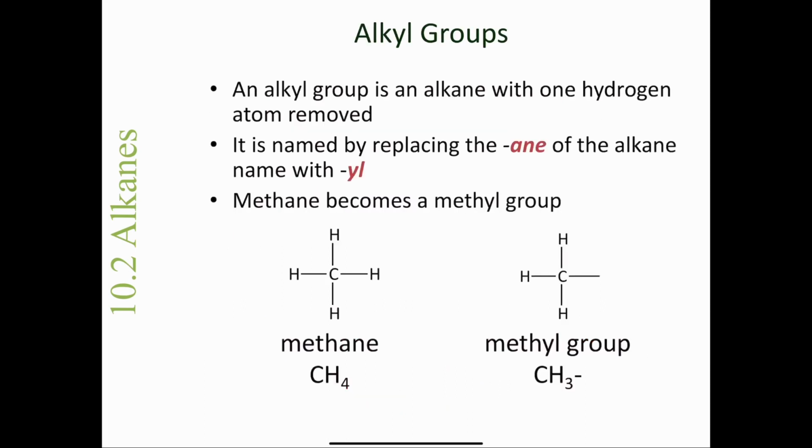Alkyl groups. An alkyl group is an alkane with one hydrogen atom removed. And when you remove that hydrogen atom, you name it by replacing the -ane suffix with -yl on the end. So if you remember methane, ethane, propane, butane, so on and so forth, if we remove one hydrogen atom from any one of those, we would get methyl, ethyl, propyl, butyl, pentyl, so on and so forth. So the methane molecule becomes a methyl group when we remove one hydrogen from it.